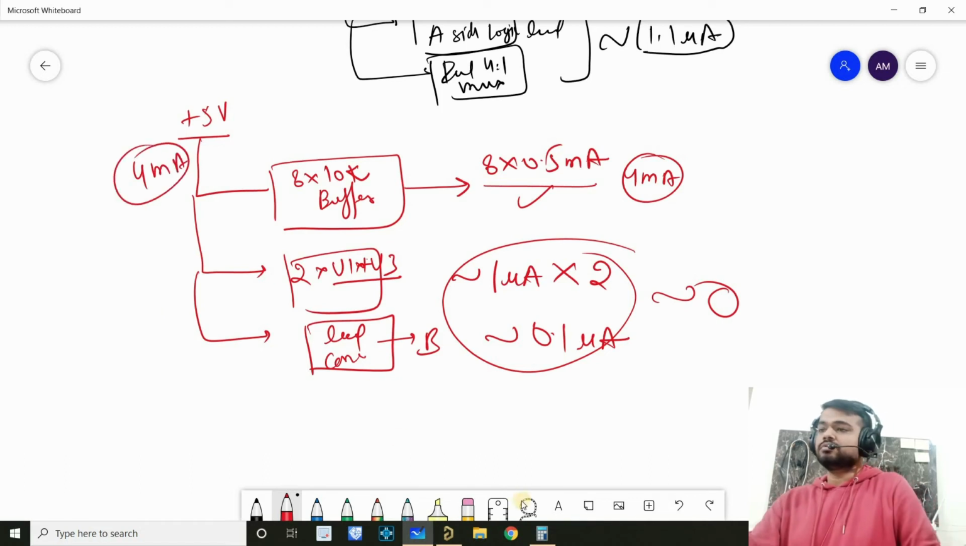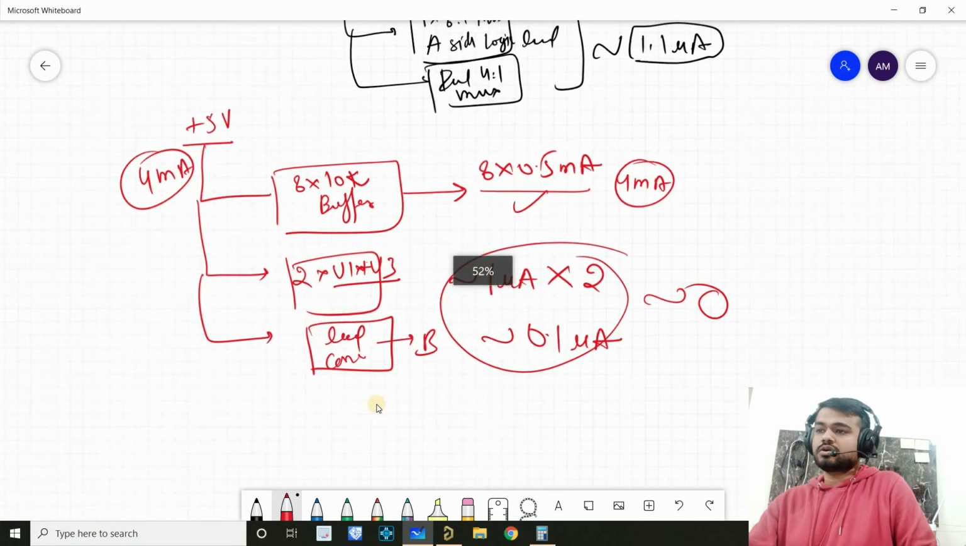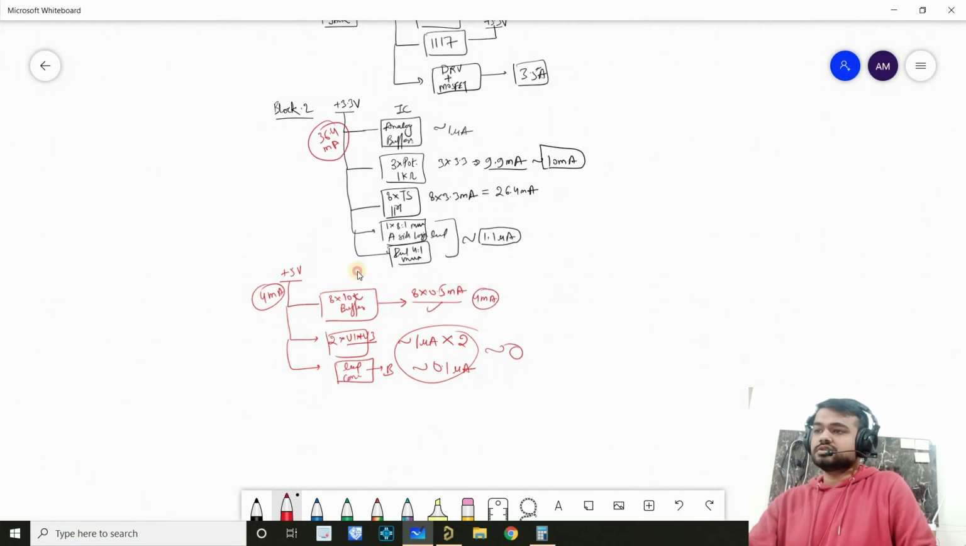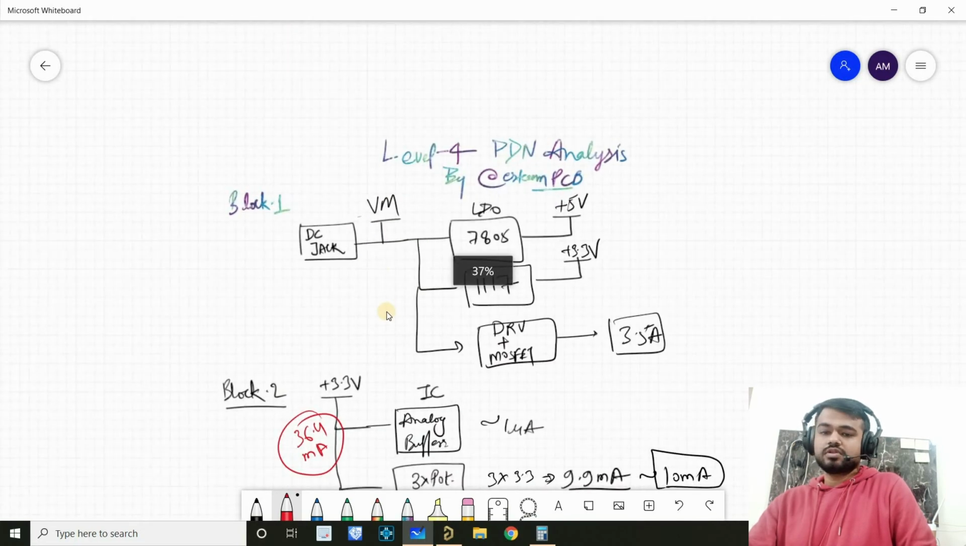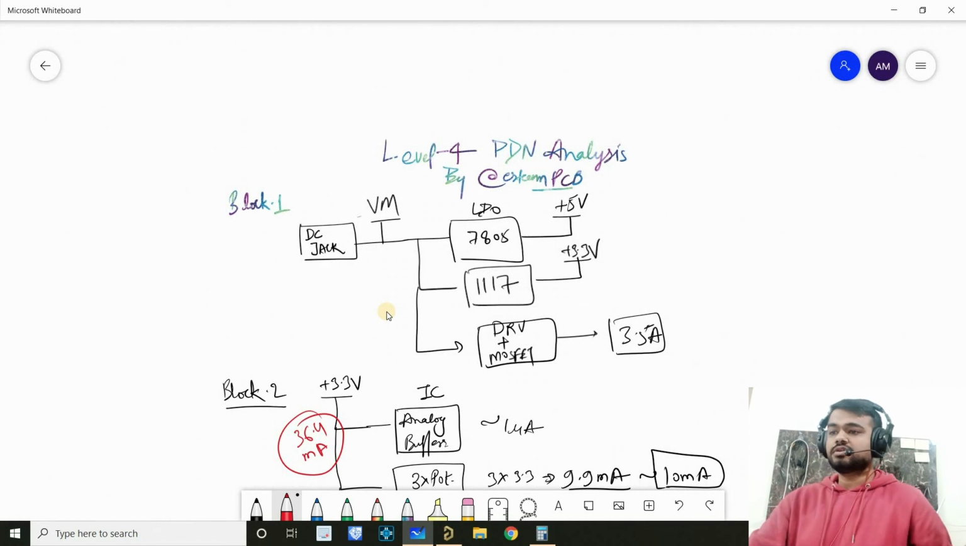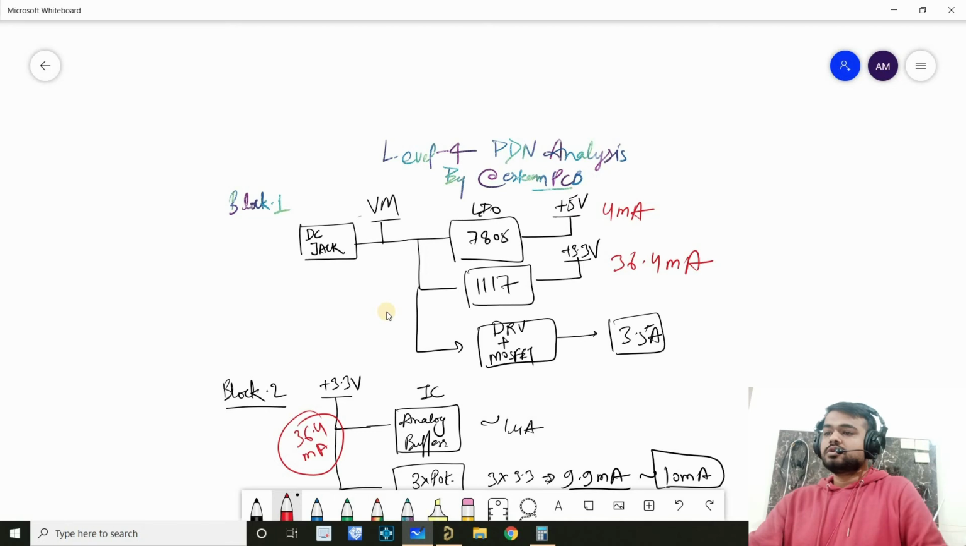Now let's go back to our first block, which is this one. So here we'll mention the amount of current. For this one we have 4 milliamps. For this one we have 36.4 milliamps. For this we have 3.5 amps. Here we'll see what the voltage drop is across these three, and accordingly we'll calculate VM. So for 7805 we know the voltage drop is 2 volt. For 1117 we'll see.